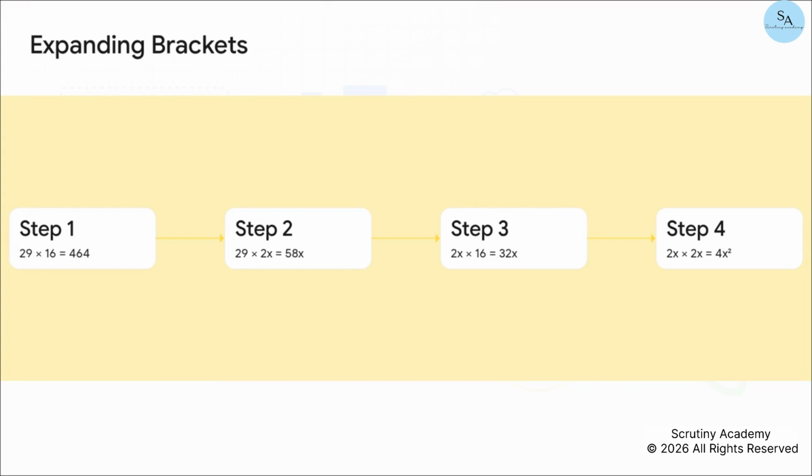Let's expand those brackets together, nice and slow, step by step, so we don't make any mistakes. First up, 29 times 16, that gives us 464. Then we do 29 times 2x, which is 58x. Next, it's 2x times 16, which is 32x. And finally, 2x times 2x gives us 4x squared. See, not so bad if you take your time.